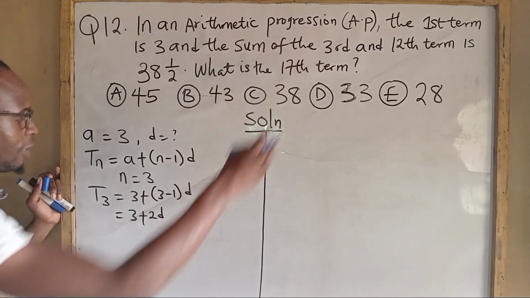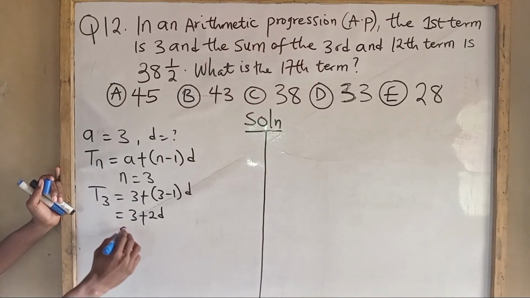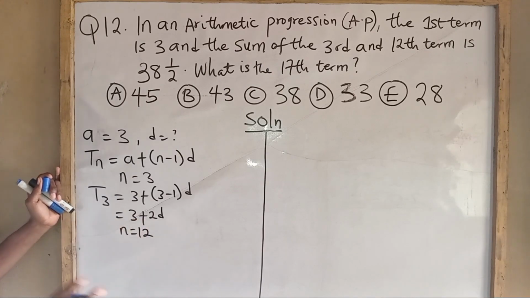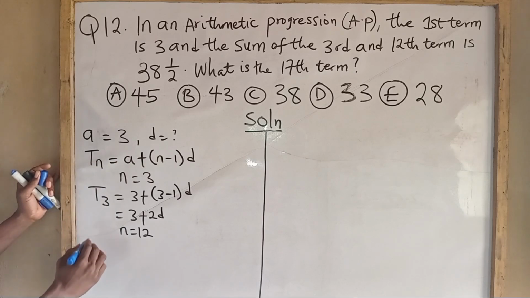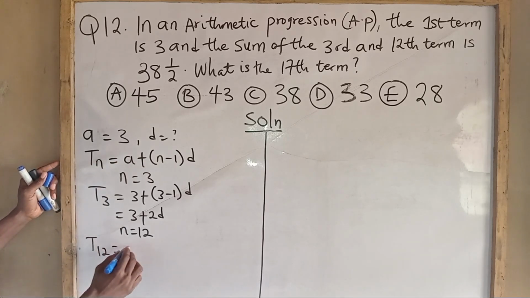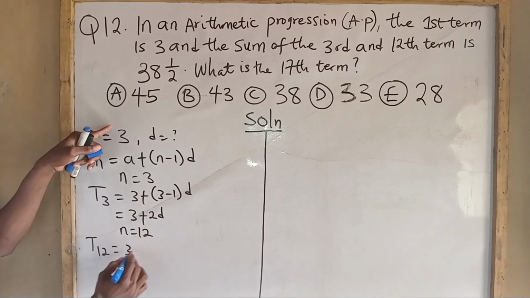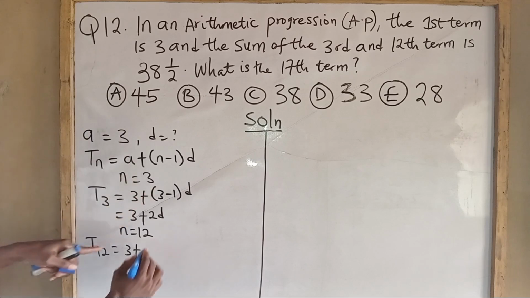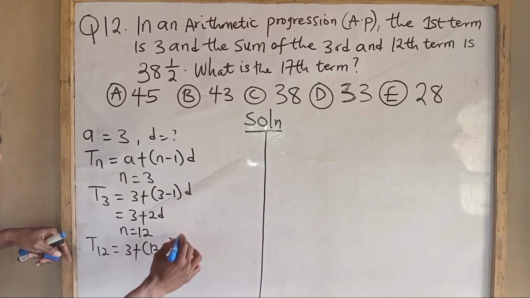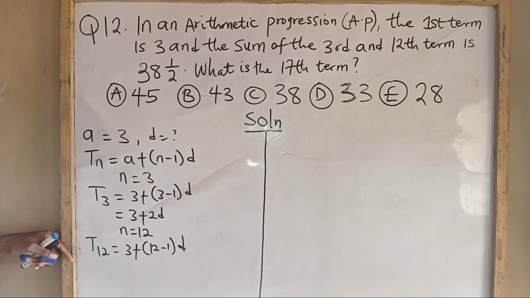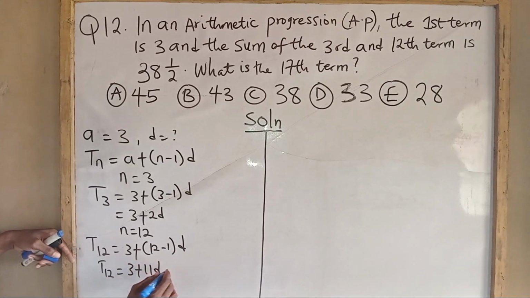We also do the same thing for the 12th term. So for the 12th term, when n is 12, we replace it into this formula, we should have T12 equals A plus, I have my A already, let me replace that 3 at once, plus (12 minus 1) times D. So we now have T12 equals 3 plus 11D. So this is for the 12th term.